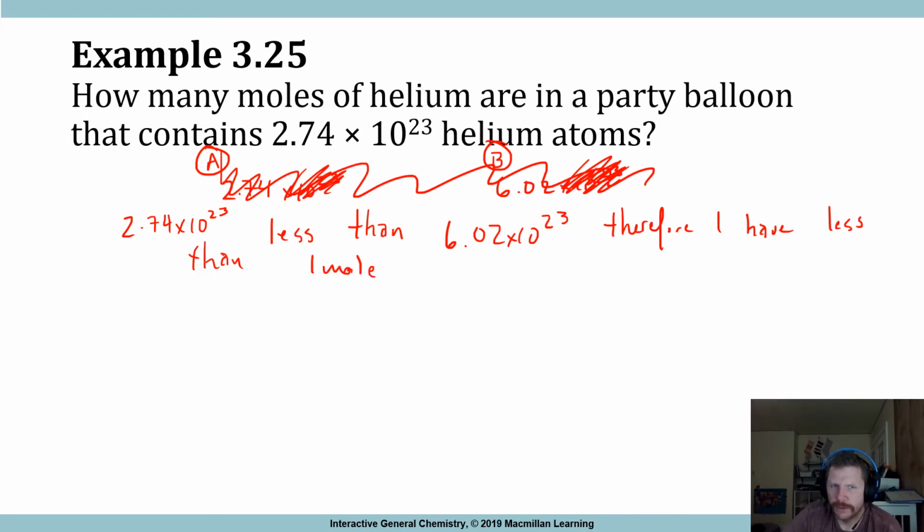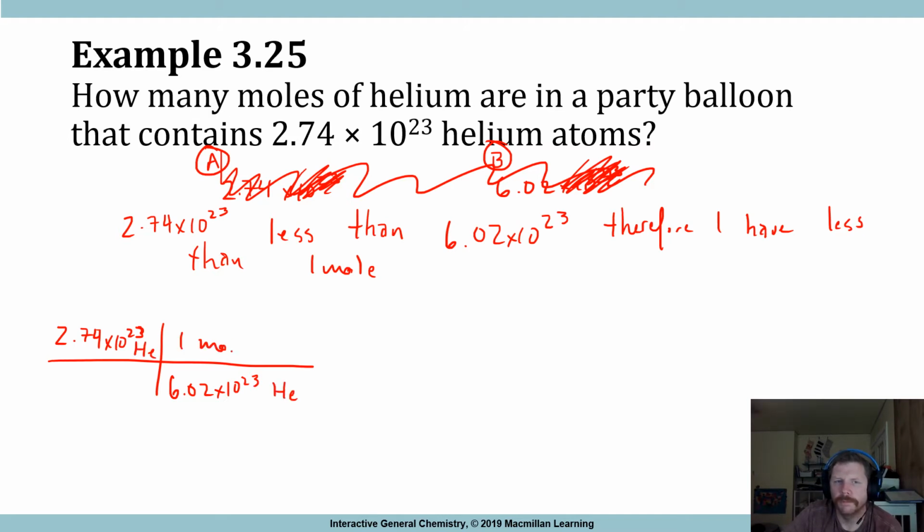Now, let's go ahead and solve this though. How many moles of helium are in a party balloon that contains 2.74 times 10 to the 23rd helium atoms? So what I want to do is say 2.74 times 10 to the 23rd. And then I want to set up my conversion factor, 6.02 times 10 to the 23rd helium atoms per one mole of helium. I expect my number is going to be less than one.